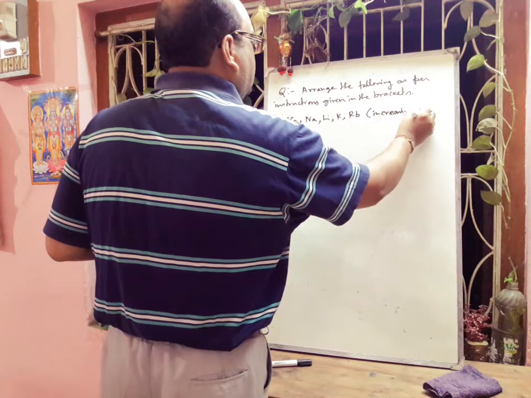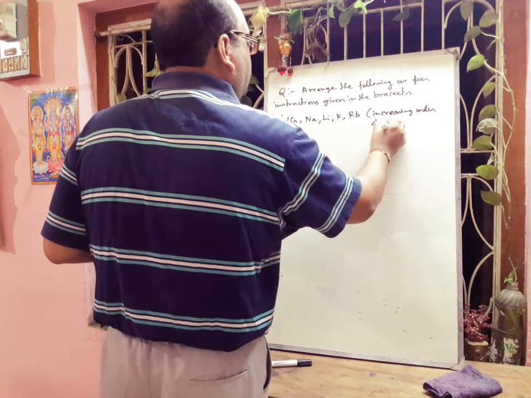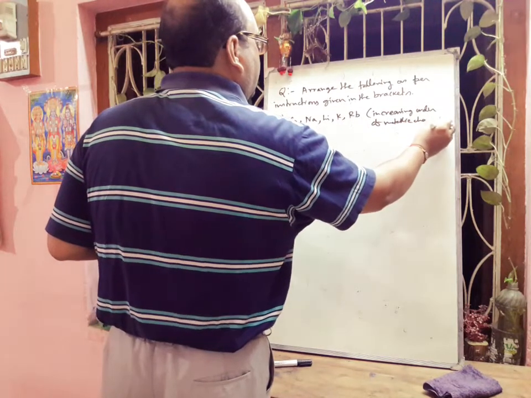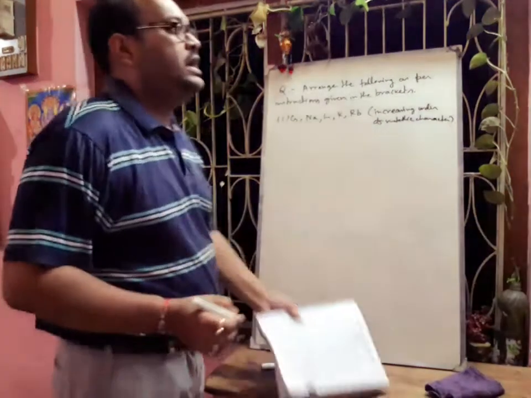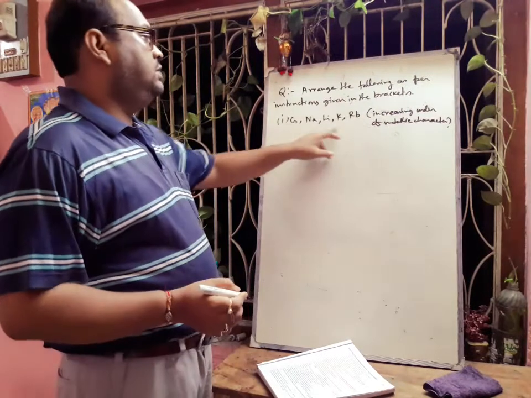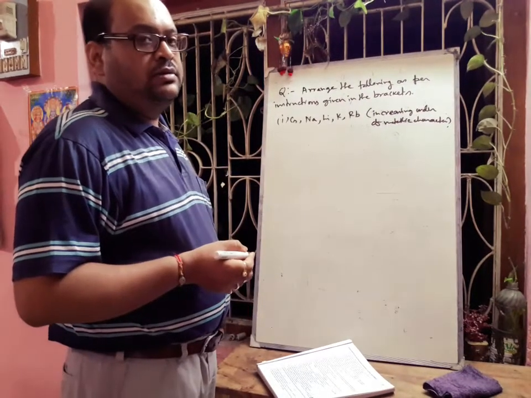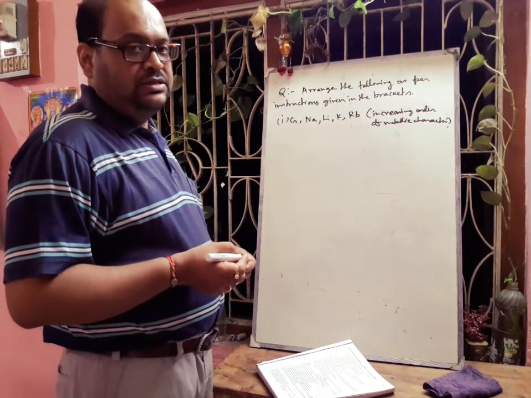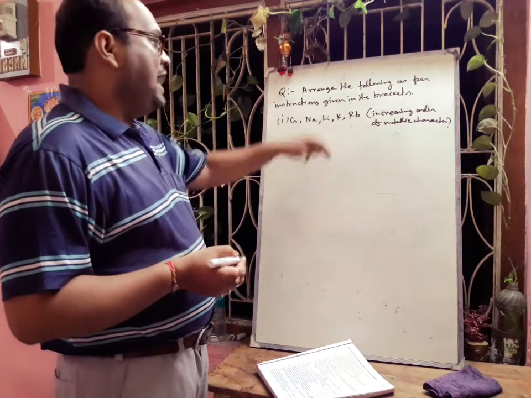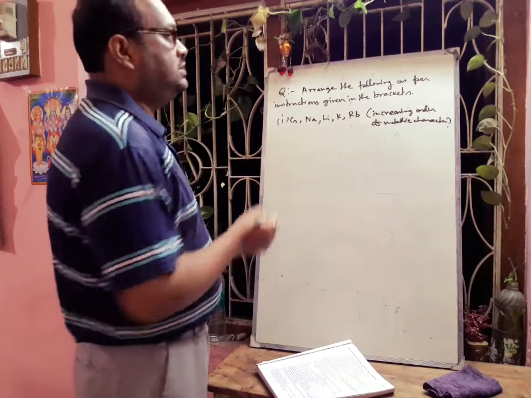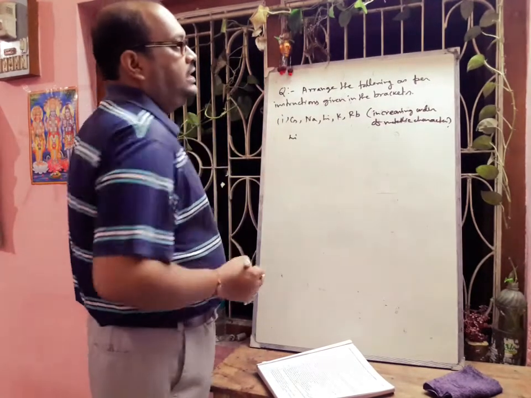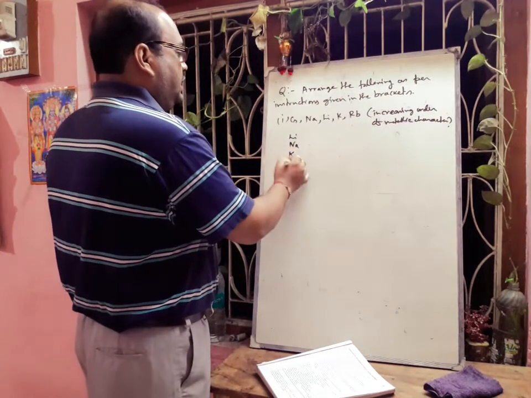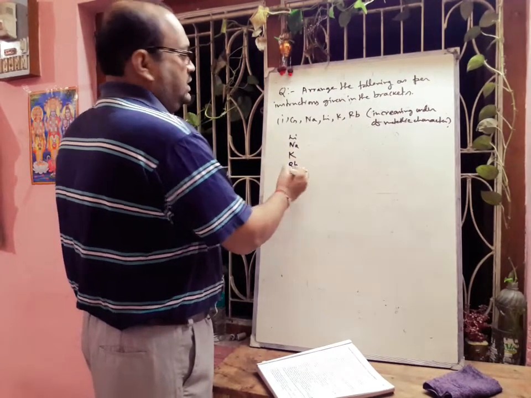Increasing order of metallic character. So here these are all group 1 elements, that are alkali metals. If we arrange these elements, we will get first lithium, then sodium, next potassium, then rubidium, then cesium.